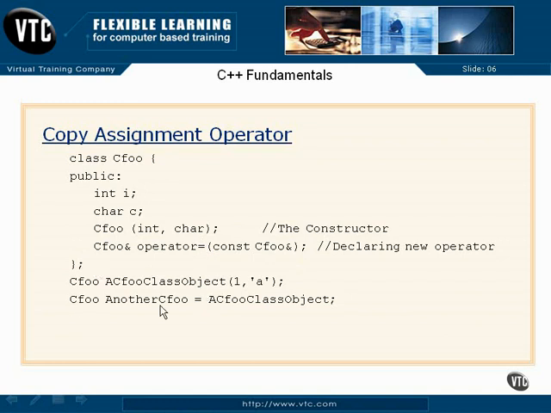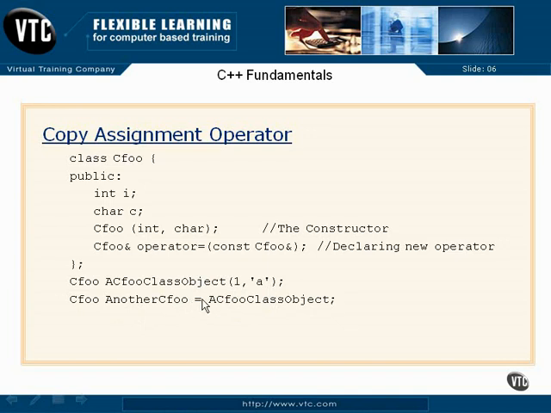Then down here, this is how it gets used. Another CFU equals a CFU class object, so that's a copy assignment. We have created a new another CFU by this type, by declaring it here, and we have initialized it with the already existing class object from up here that we created with the 1 and the A.